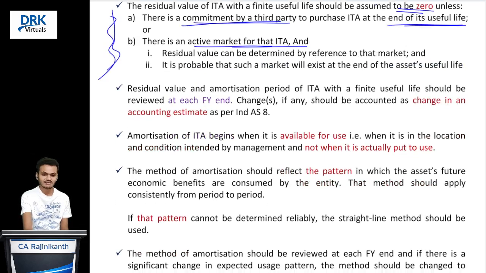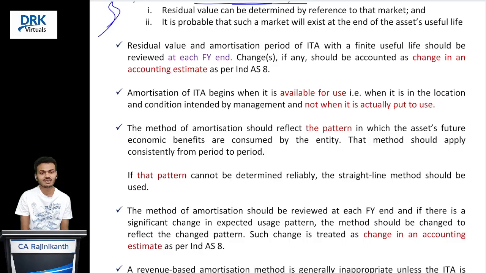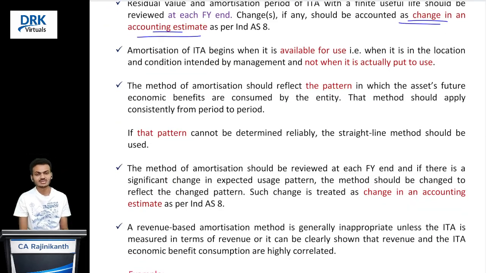As we know, in this formula, residual value and useful life both are estimated, correct? They are estimations, not actual numbers. So the standard is saying that at the end of each financial year, we should review those estimations, be it residual value or useful life. In that process, if we note that any change is there, that change should be accounted for as a change in accounting estimate as per Ind AS 8. And as we already know, we should charge the amortization when the asset is available for usage, not when the asset is actually put to use. That you already know, correct?